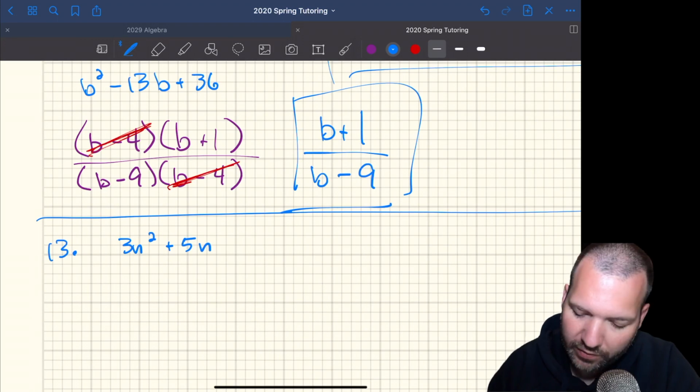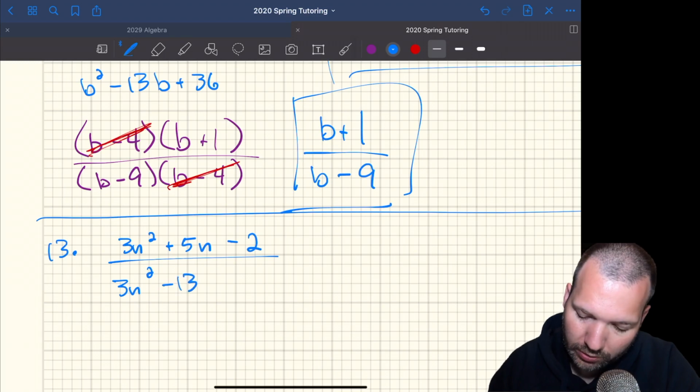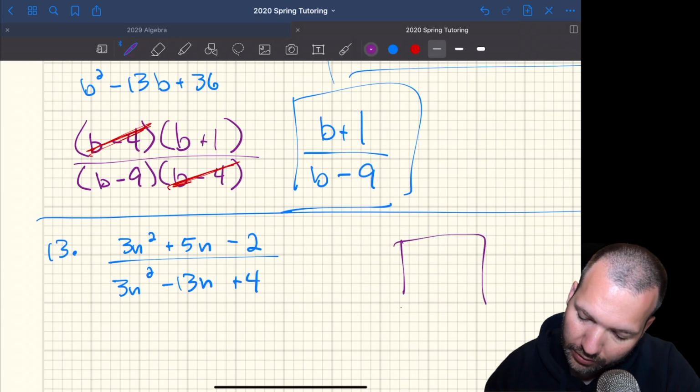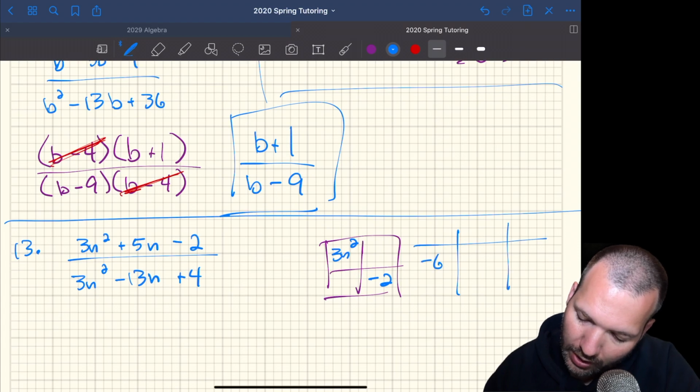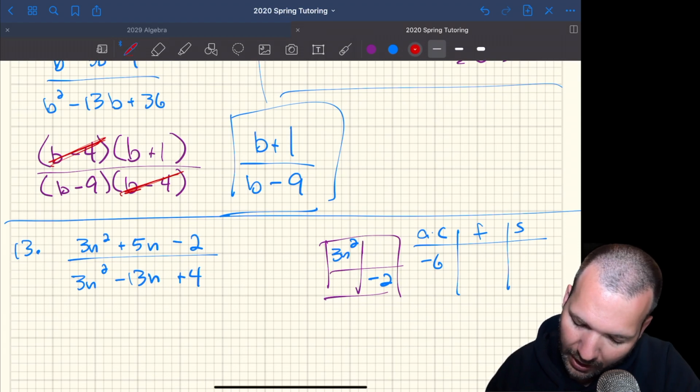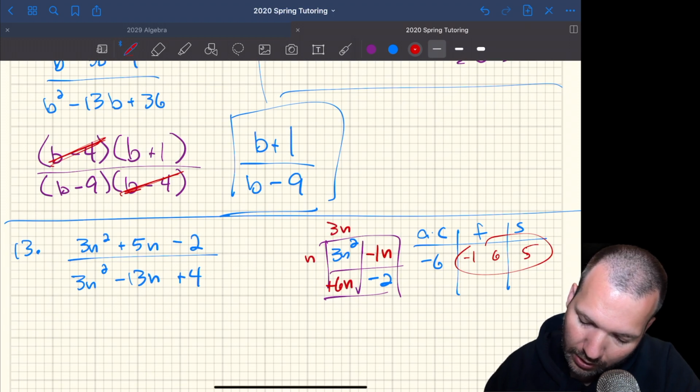3n squared plus 5n minus 2 over 3n squared minus 13n plus 4. Well, let's do Bach's method for the numerator. Of course, the 3n squared must have come from that upper left-hand box. Minus 2 comes from there. a times c is negative 6. So I need two factors of negative 6 that add up to positive 5. And those happen to be negative 1 and 6. So negative 1n plus 6n, 3n, n.